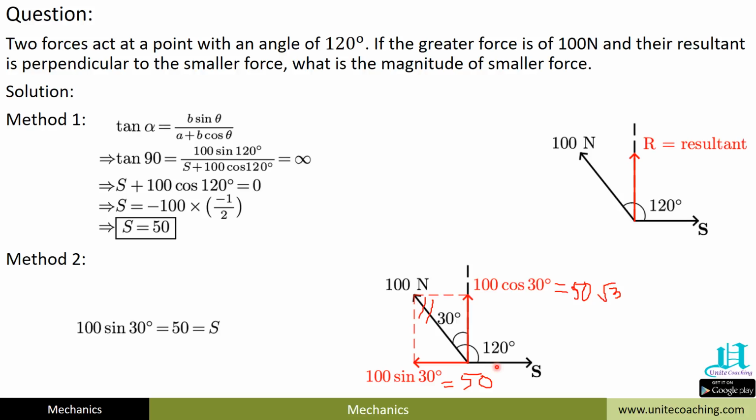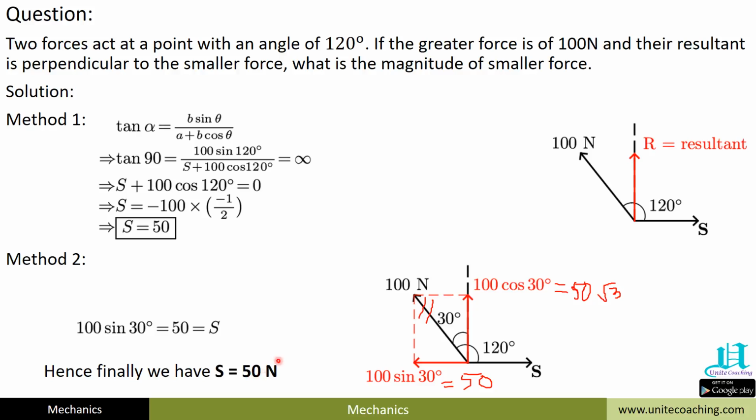So from this condition we can say that 100 sin 30 degrees, which is equal to 50, should be equal to S, right? That is the magnitude of the smaller force. So this is how we can easily solve the problem, and hence finally we have S equal to 50 Newton.